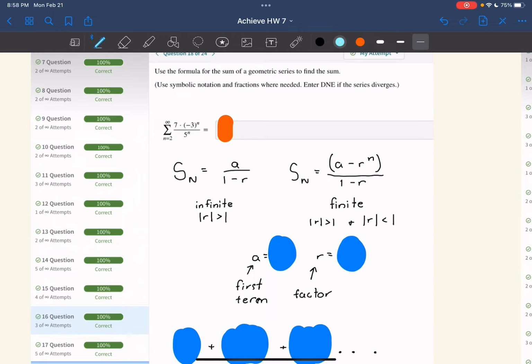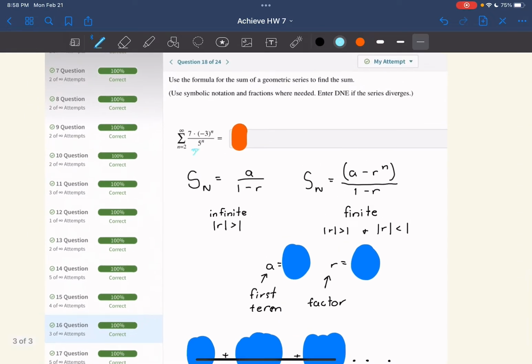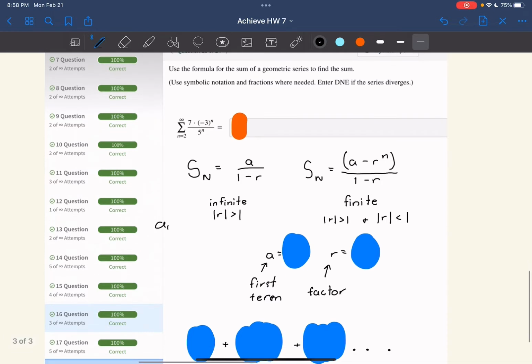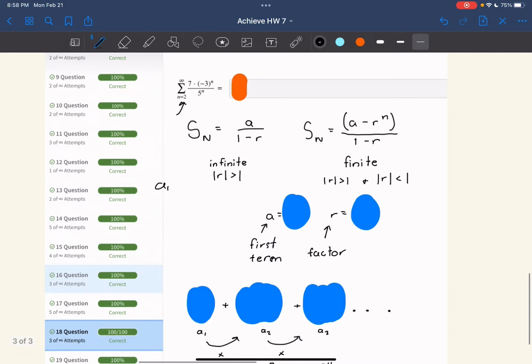So how do I start out the problem? What I start out by doing is writing the first few terms in this series, right? And so to do that, we just plug in the first term. So for the first term, a sub 1, we're going to plug in n is equal to 2. Once you plug in n is equal to 2, you have negative 3 raised to the second power, so you have a 9 times 7, so then you get 63. And then you have 5 raised to the second power, so you get 25, right? So our a sub 1 is going to be equal to 63 over 25.